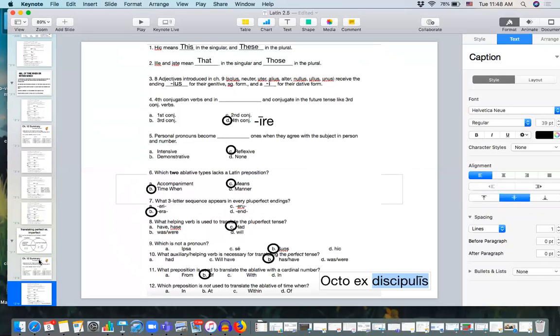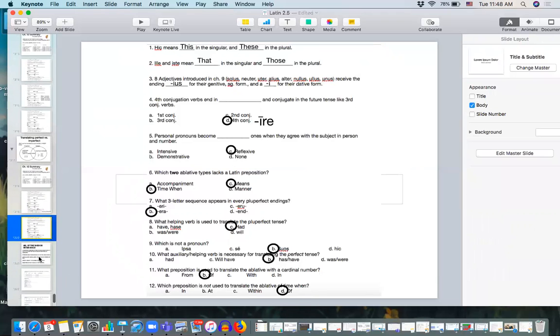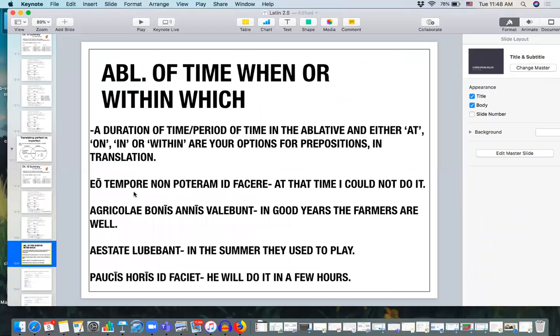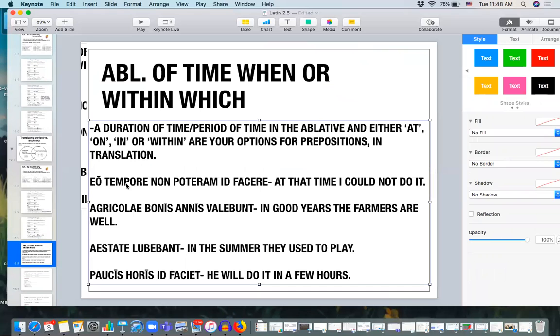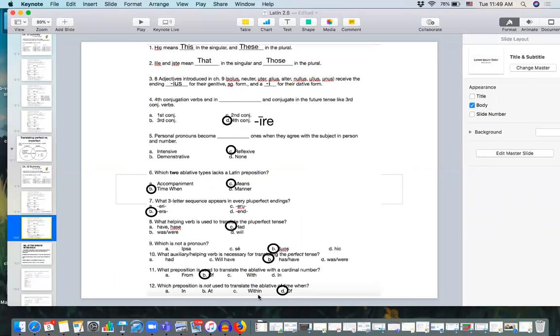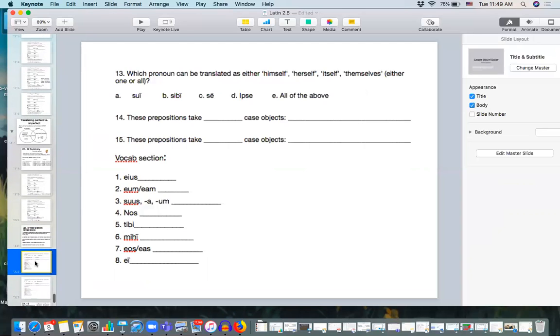Number 12, which preposition is not used to translate the ablative of time when? We wouldn't use of. We might use in, at, or within, but we wouldn't use of. It depends on what we say in English. Illo tempore would be like at that time. If it was just nocte, night in the ablative, we wouldn't say in the night, we'd say at night. If it's mane, it'd be in the morning, because that's just what we say in English. We don't say at the morning. So on and so forth. It depends whether you use in, at, or within. You can also use on, like on that day. But don't use of. It would be totally different.